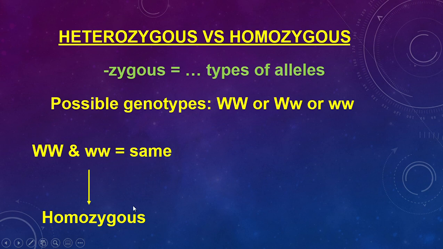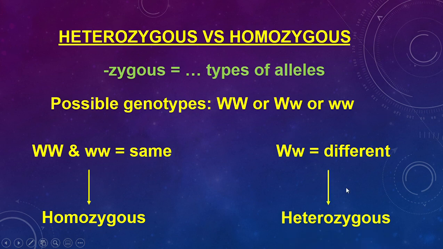The opposite of this is when we look at the one that is big capital W and small letter w. These are different alleles. They are not the same. It's a capital and a lowercase. Yes, it's the same letter W, but the versions are different. This is therefore heterozygous, hetero being the prefix for different. So we are saying different types of alleles. So we've got the same versions and different.